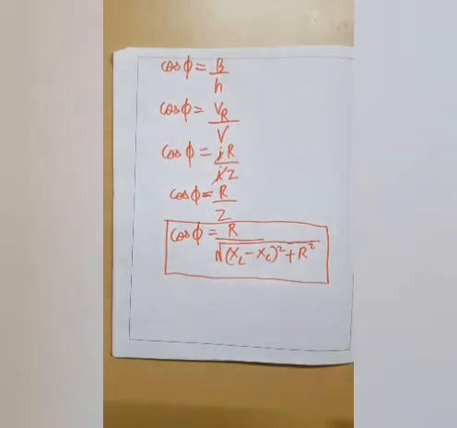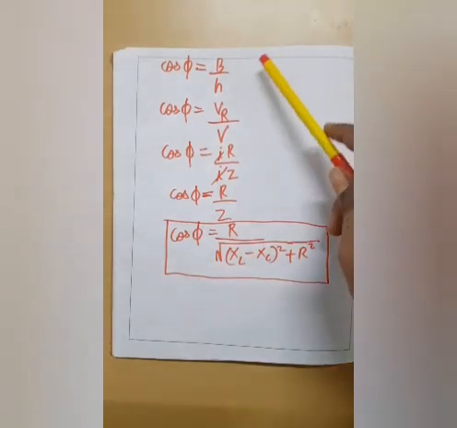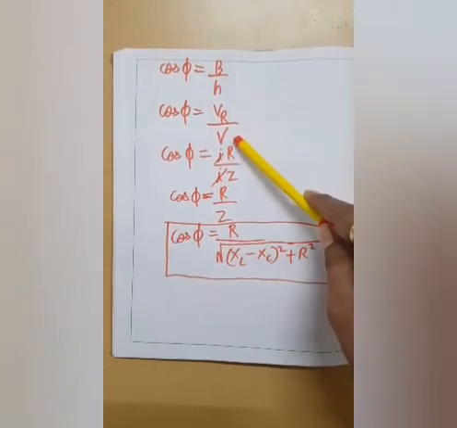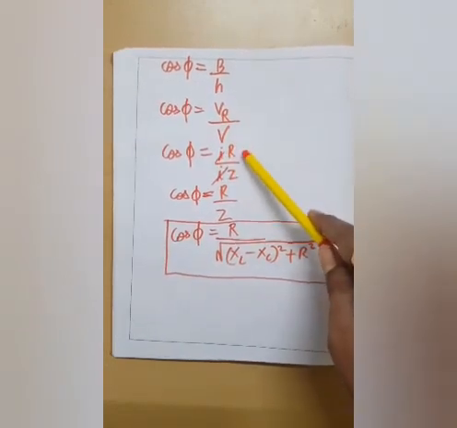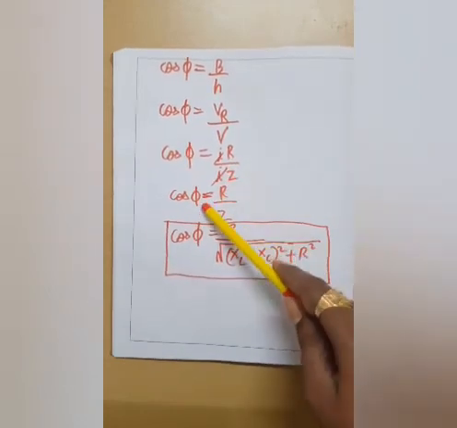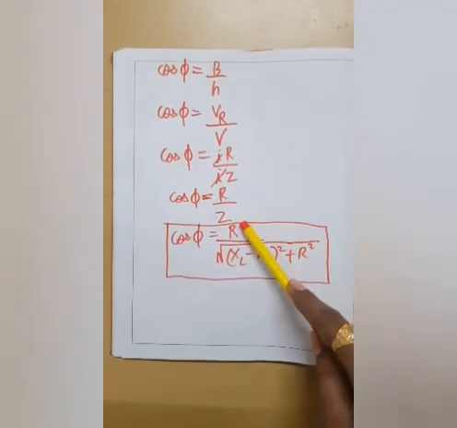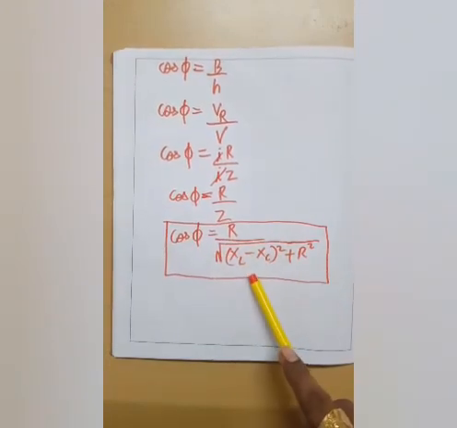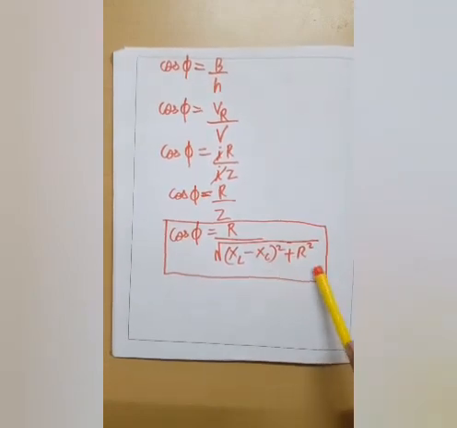We can find the equation for cos phi also. For cos phi it would be base upon hypotenuse, which is VR by V accordingly. So VR we can write IR, for V I can write IZ. So I will cancel with I, and cos phi would become R by Z, and in place of Z if we put the value of Z, then it is R upon under root XL minus XC whole square plus R square.